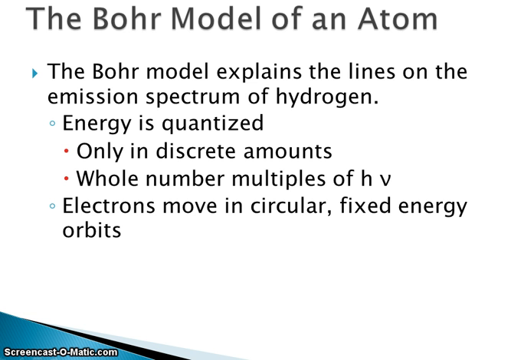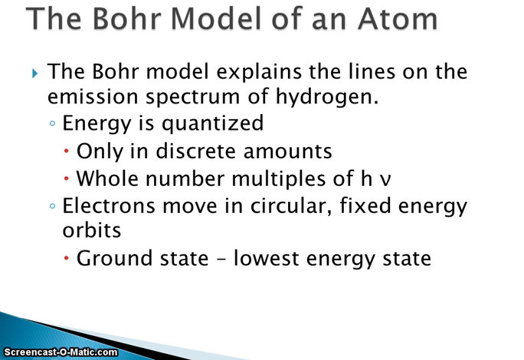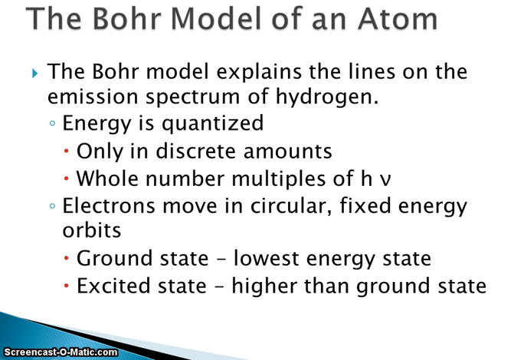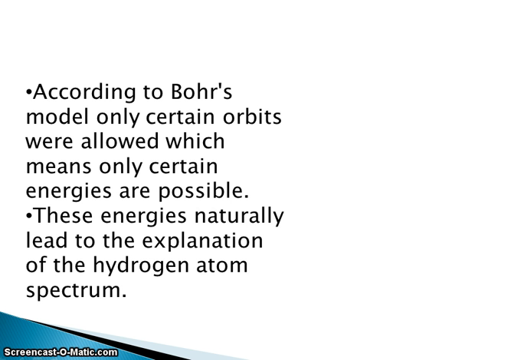Now, electrons move in circular fixed energy orbits. And we refer to the lowest energy state for electrons as the ground state for those electrons. And if we add energy in, the electrons move to what we call excited states, or states that are higher than the ground state. According to Bohr's model, only certain orbits were allowed, which means only certain energies are possible. These energies naturally lead to the explanation of the hydrogen atom spectrum.